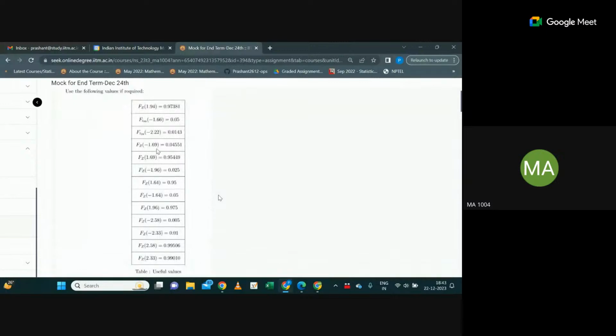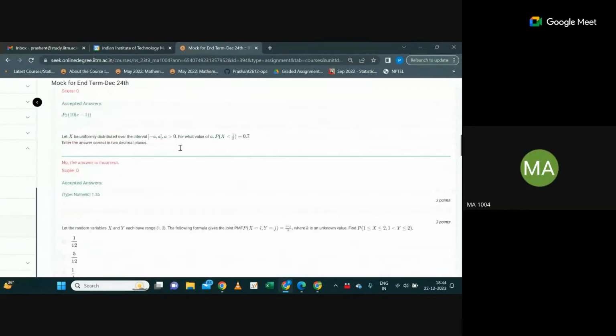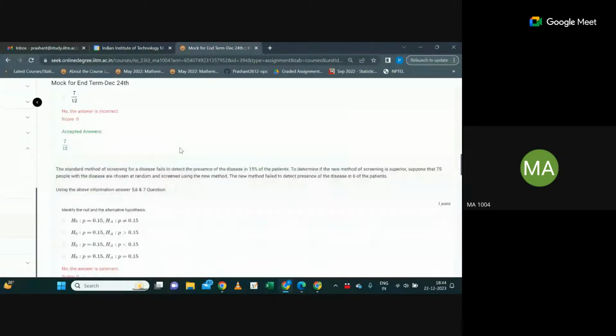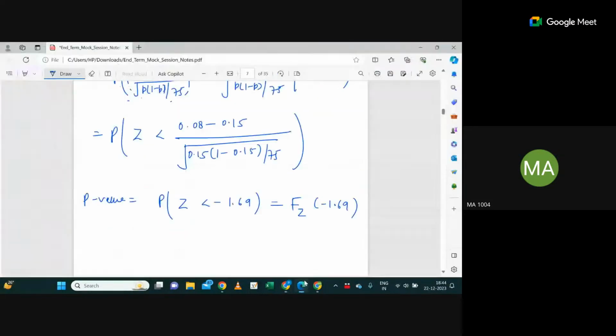Yes, in the beginning. So fz minus 1.69 is nothing but 0.04, right? Yes, sir. Correct. So 0.04 will be the answer of this question. Okay, so 0.04 is the p value. Sir, then I have a question: how do we differentiate between the significance level and the p-value? Because if we take the significance level to be 0.15, then will it be the significance level? Like if we take the c to be 0.15.